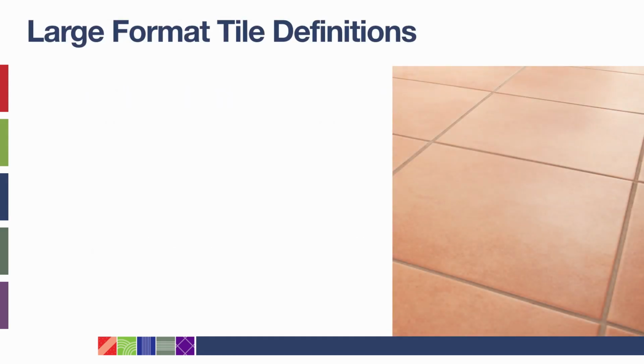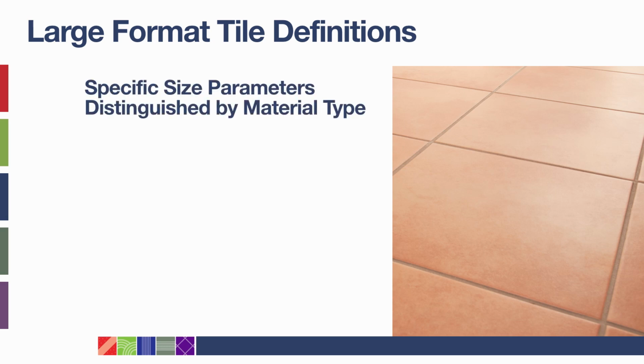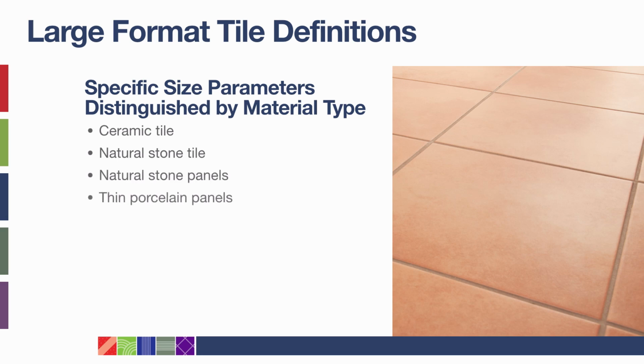As the manufacture and use of larger and larger tile becomes increasingly more common, it is critical to understand the unique requirements for installing large format tile on walls and floors. Technology has allowed for larger and larger tile, and industry standards have evolved as tile size has increased. There are general size parameters that comprise the large tile and large format tile categories. These parameters are distinguished by material type, including ceramic tile, natural stone tile, natural stone panels, and thin porcelain panels.